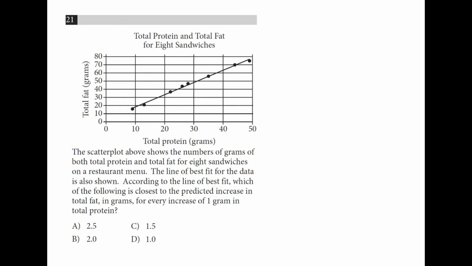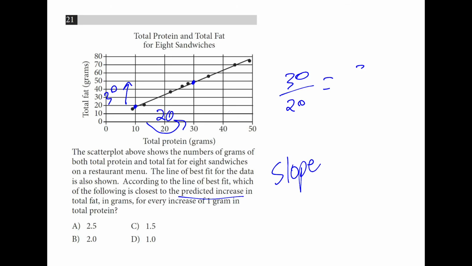According to the line of best fit, which of the following is closest to the predicted increase in total fat in grams for every increase of 1 gram in total protein? In other words, they're asking for the slope of this line. If I pick a couple points, like this one, here and here, if I go right 20, I'm going up about 30. So 30 over 20 reduces to 3 over 2, or 1.5.